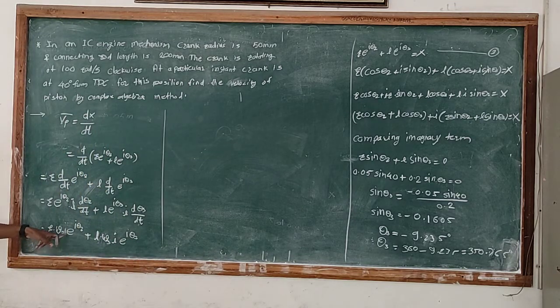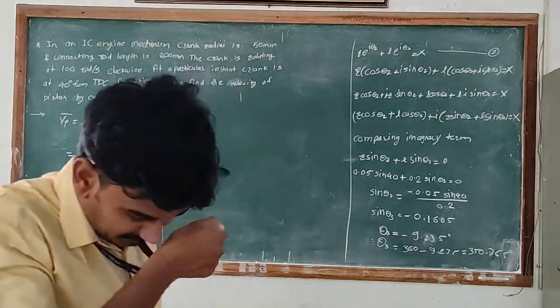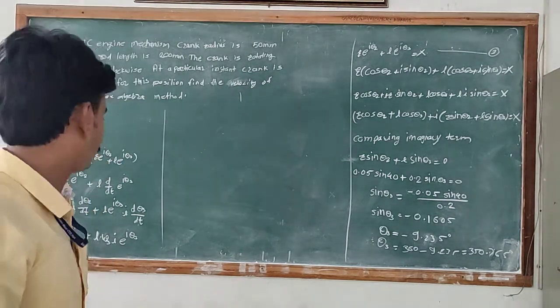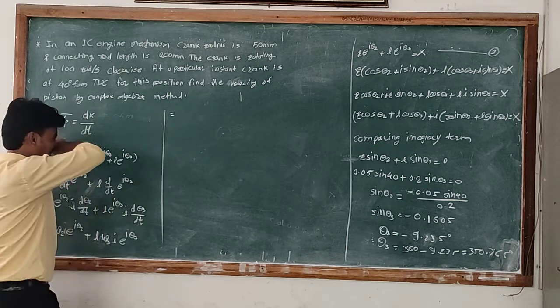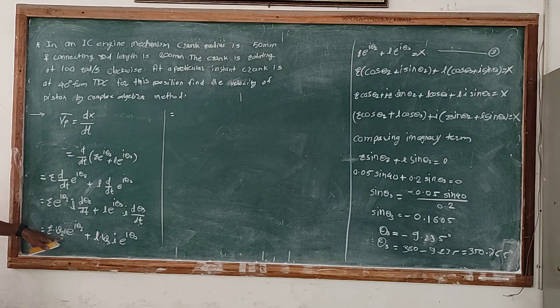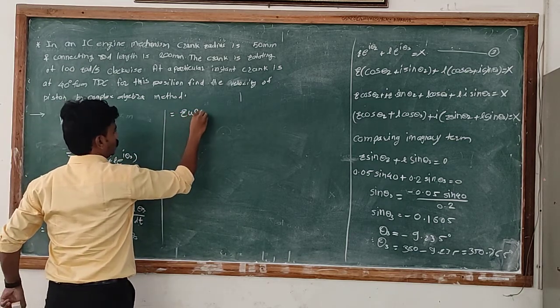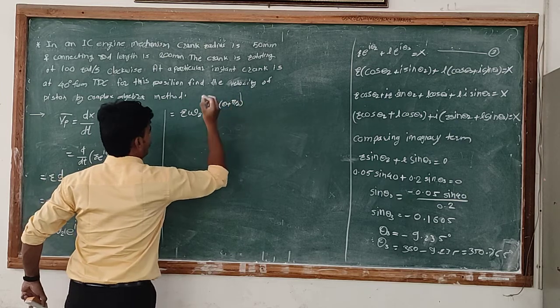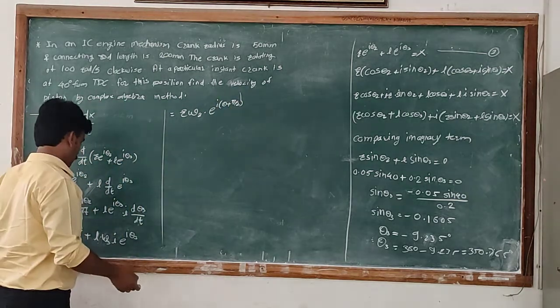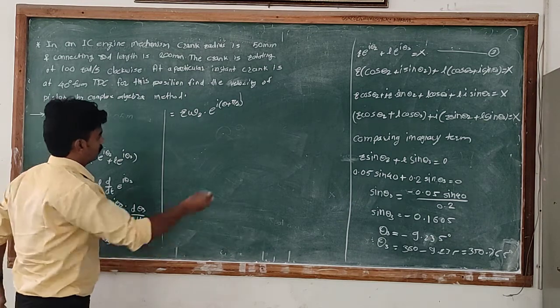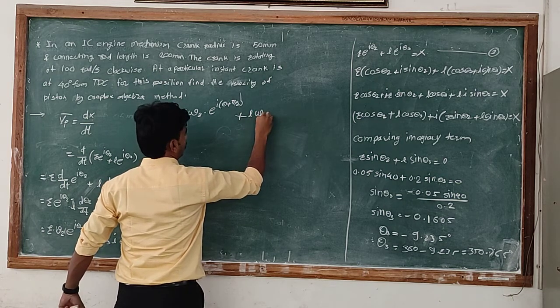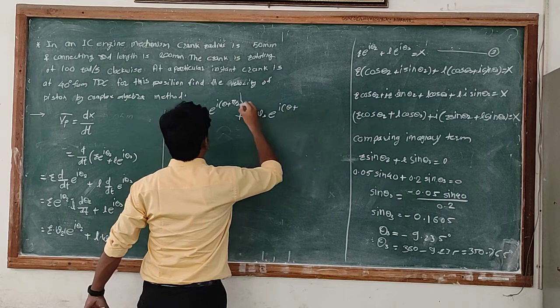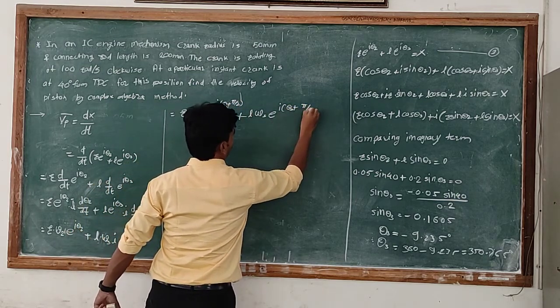Now the expansion of this term, the expansion of i into e raised to i theta 2, if we take it now, it is equal to r into omega 2 into e raised to i into (theta 2 plus pi by 2), plus L into omega 3 into e raised to i into (theta 3 plus pi by 2).